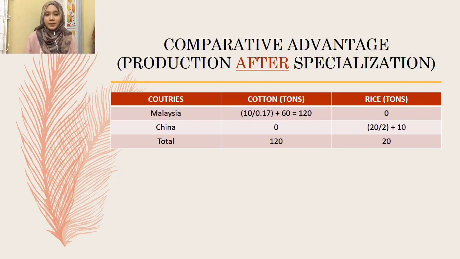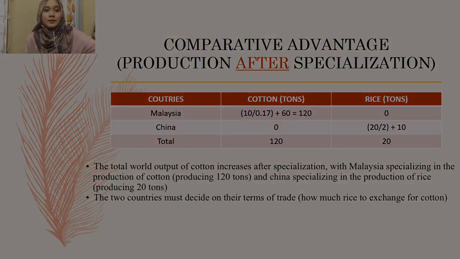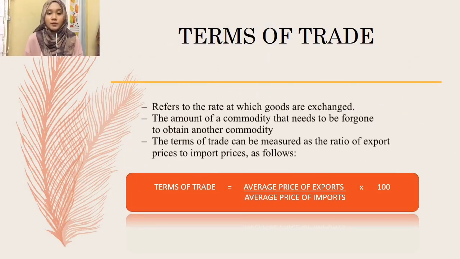After specialization in the production of their respective products, the two countries must decide on their terms of trade. What is terms of trade? Terms of trade refers to the rate at which goods are exchanged. In other words, terms of trade is the amount of a commodity that needs to be foregone to obtain another commodity. If the average price of export and import are obtained, the terms of trade can be measured as the ratio of export price to import price as follows.